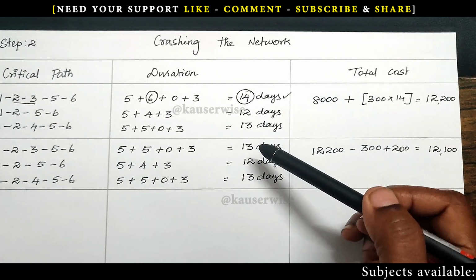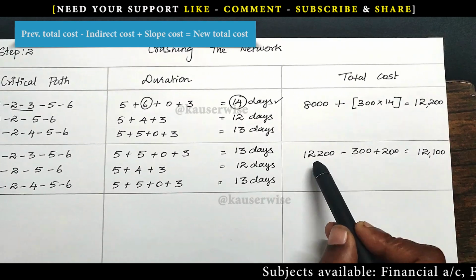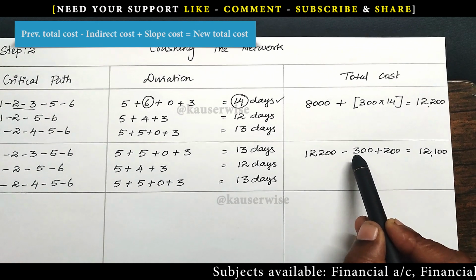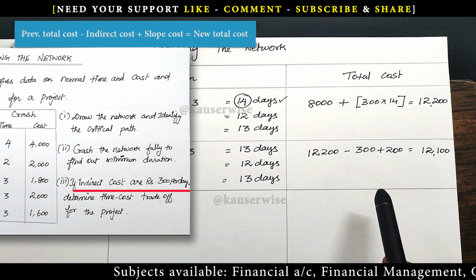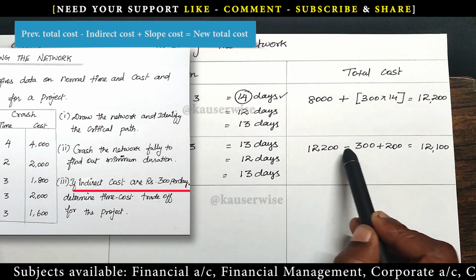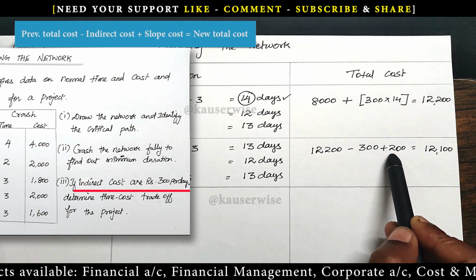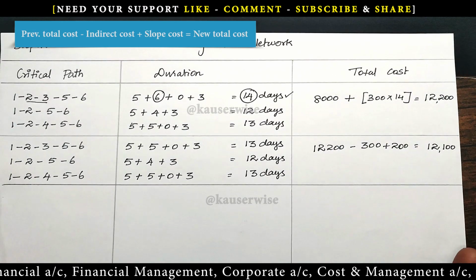For 1 day reduced, the total cost is the previous total cost minus 1 day's indirect cost. Indirect cost, how much? 300 rupees. So subtract 300 rupees. And for crashing, you have to incur additional cost. So how much additional cost?